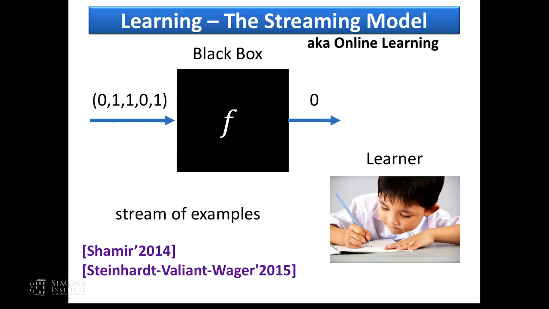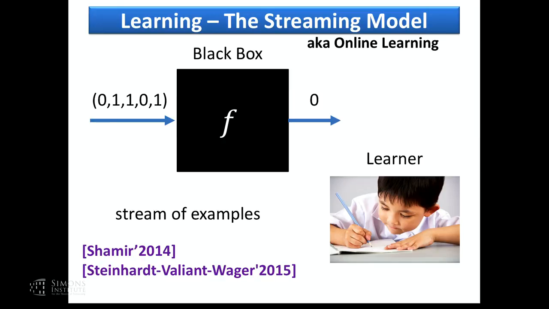Okay, so you can go forward in the stream. You cannot go backwards. The only way that you can sort of remember things is if you write it in your notebook. And your notebook is sort of limited. So you can write on top of your notebook. You can erase stuff. Write again. The question is, can you efficiently learn the function? So this is really understanding what can be learned under bounded memory.